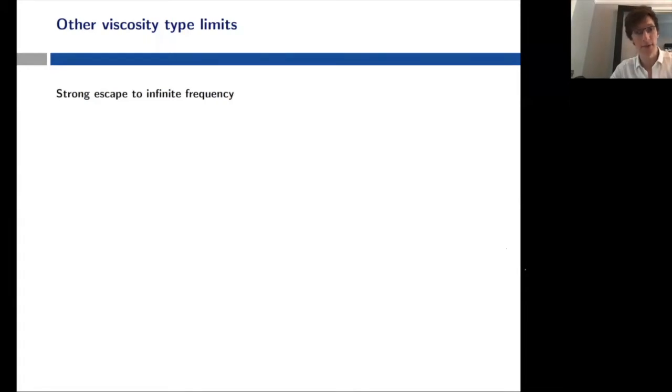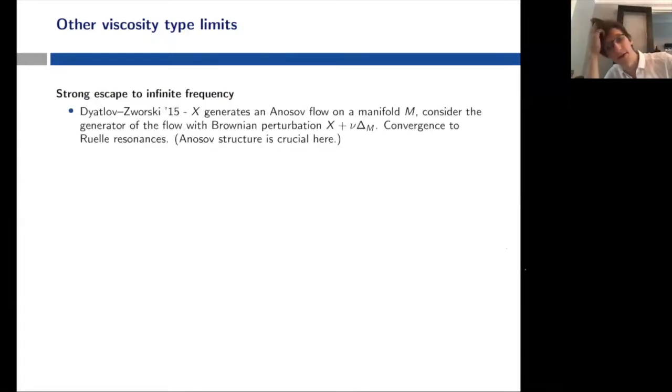One of the first places I'm aware of where this type of viscosity limit was explored is in work of Dyatlov and Zworski on Ruelle resonances. What they did is they said, let's take a vector field on some compact manifold which generates an Anosov flow.